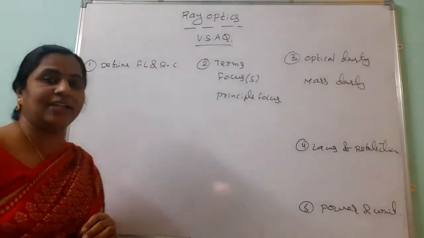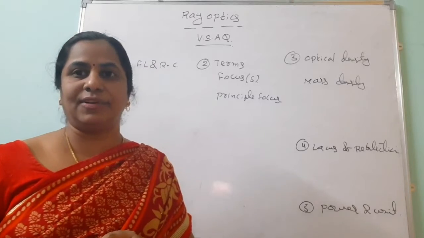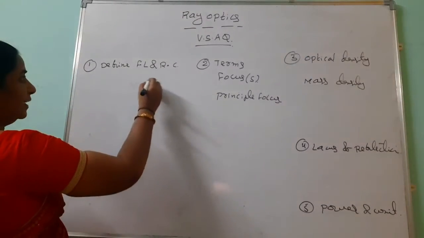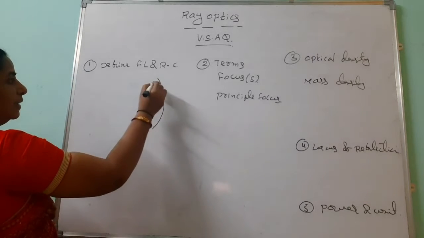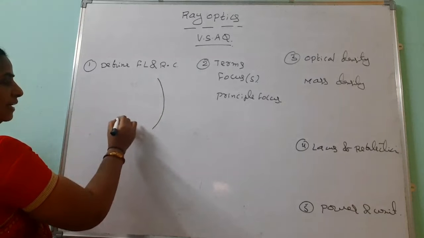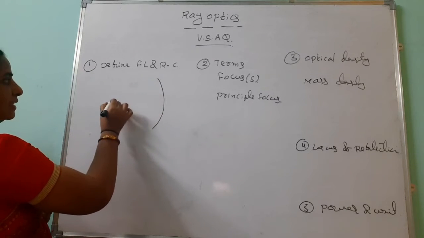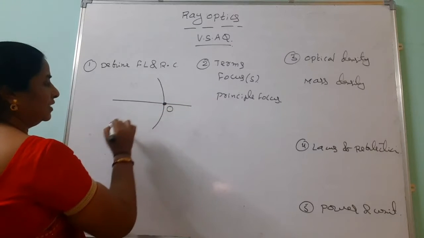What is the focal length and what is the radius of curvature? What is the focal length? Suppose we are taking one concave mirror. In a concave mirror, reflection takes place on the inner side. When the light falls on it, this is the principal axis and this is the optic center of the mirror.